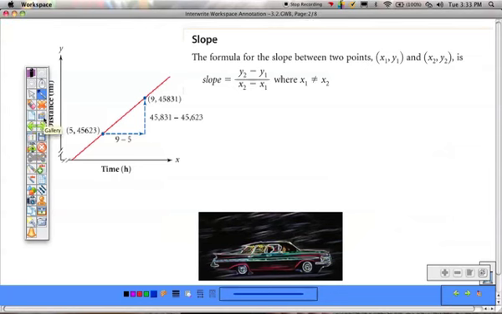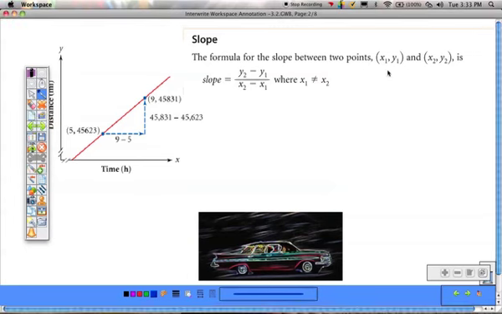Here's a formula that you should have seen in geometry. The formula for slope between any 2 points, x1, y1, and x2, y2, is the change in the vertical, y2 minus y1, over the change in the horizontal. And x1 cannot equal x2, and the reason is if they're equal, you'd have a 0 on the bottom. And we know that if you try to divide by 0, it's undefined. Okay, so slope is rise over run. Or you can use this formula right here. Okay, so here's kind of a picture of that last example. We figured out the rise over the run.